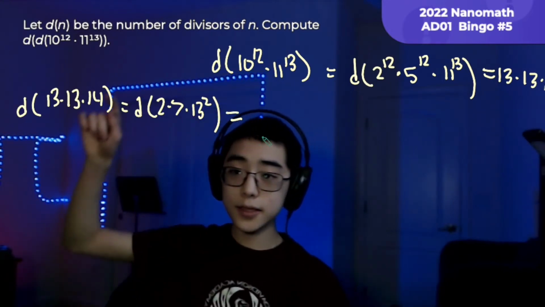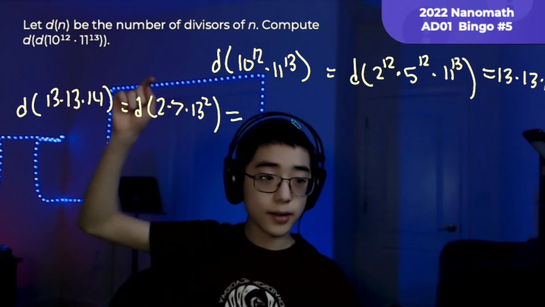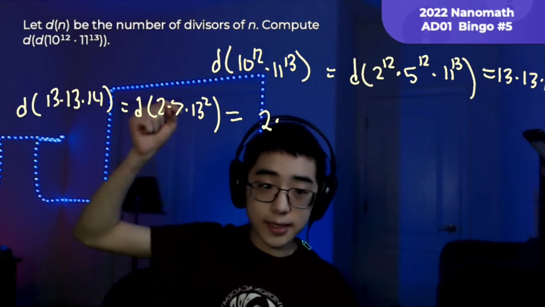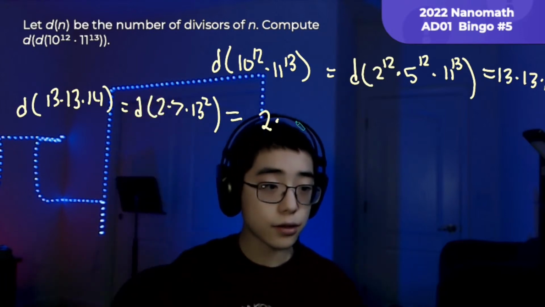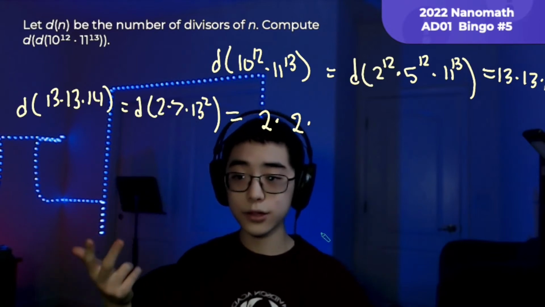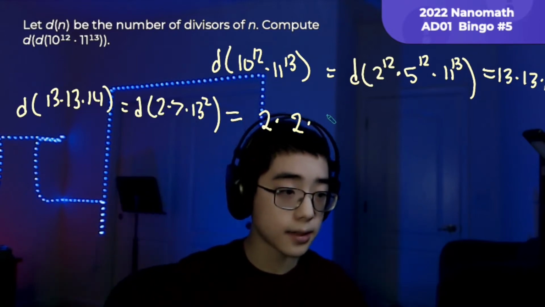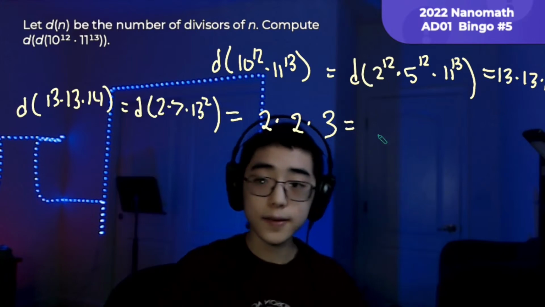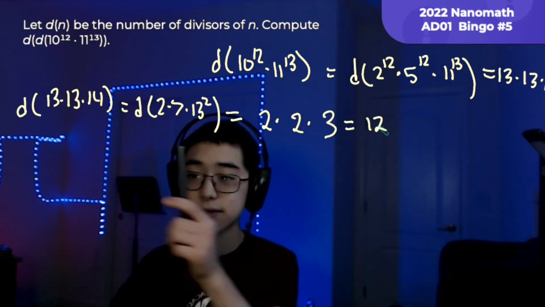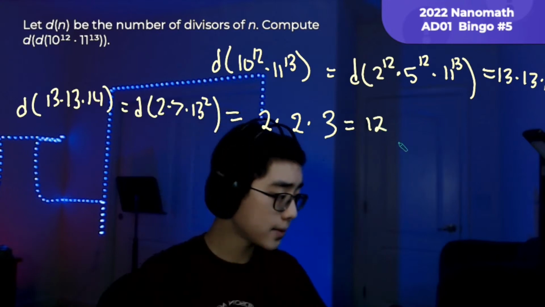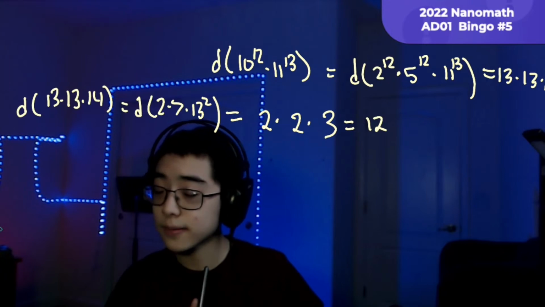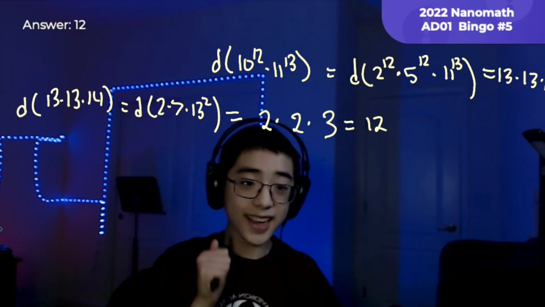And then 2 to the 0 or 2 to the 1, so there are two options. We can also have in any of our divisors 7 to the 0 or 7 to the 1 for 2 more options. And then 13 to the 0, 1 or 2, or 2 plus 1, or 3 options. And that gives us a total of 12 divisors of the number of divisors of 10 to the 12 times 11 to the 13. Let's see, is this correct? Yes, it is. Yay.